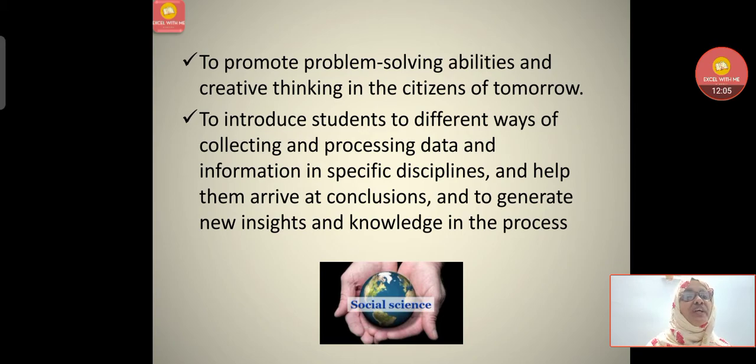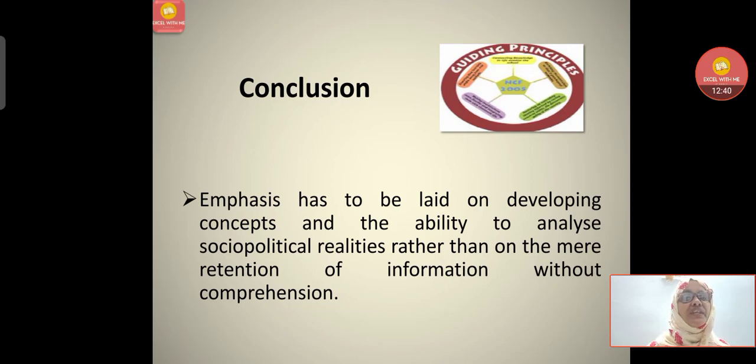Then to introduce students to different ways of collecting and processing data and information in specific disciplines and help them arrive at conclusions and to generate new insights and knowledge in the process. Obviously, when they are learning things, they should be encouraged to research and collect data, notes, everything, information related to a particular topic or discipline, and they should arrive at some conclusions and generate new things with their own thinking. Now let's conclude this topic.